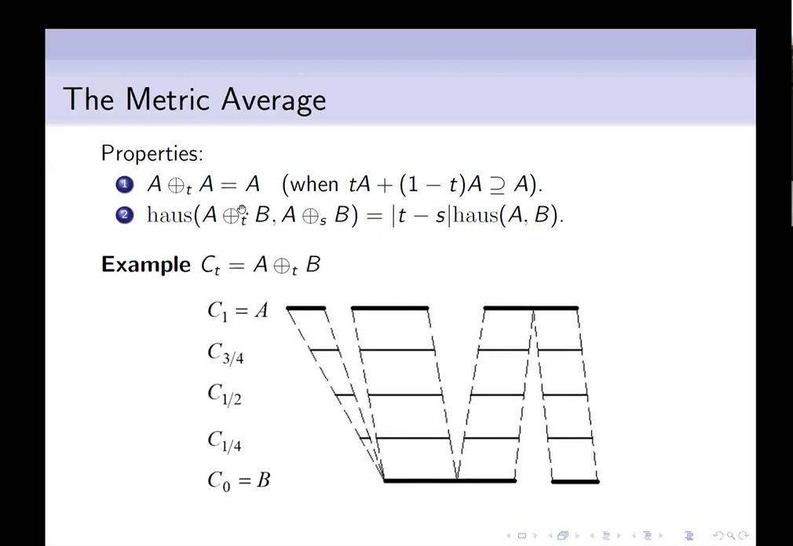So this operation is a binary operation and it is not associative. This is its plot. In this simple example, we can see just several sets. They are shown as black thick lines. This is the set A and here the set B. And for different parameters of t, we obtain these sets. They are thin black lines and they are metric averages of these two sets.